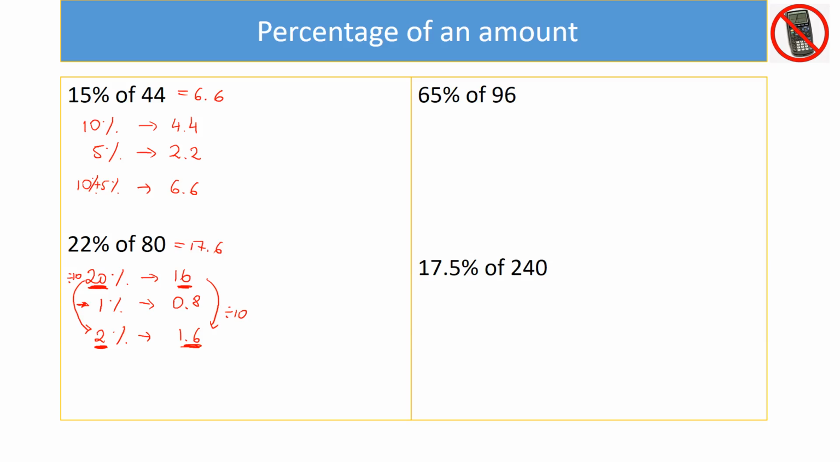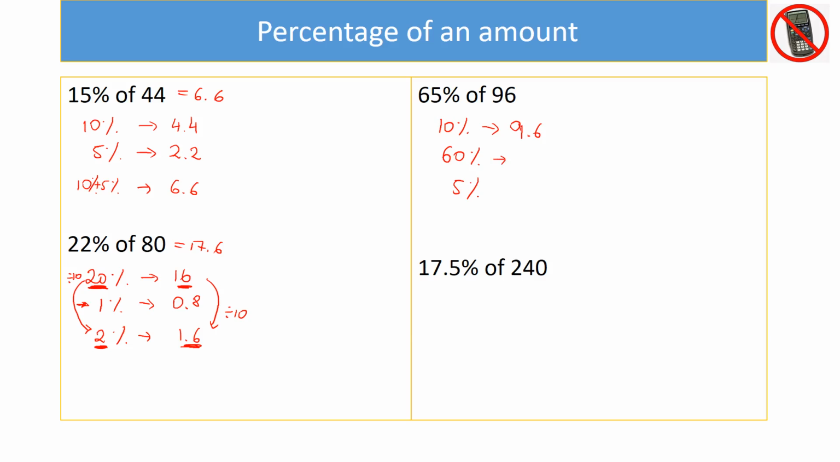To work out 65% of 96, I can find 10%, then 60%, and then 5%. Now I start with 10% because that's the easiest to work out. So 10% of 96 is 9.6, we divide by 10, so that's 9.6.